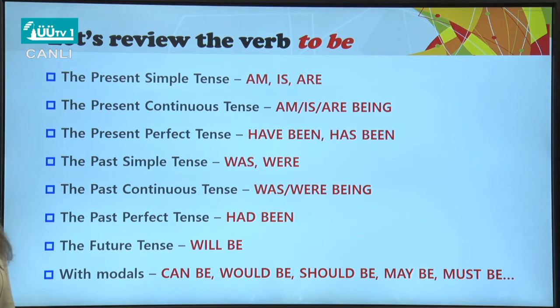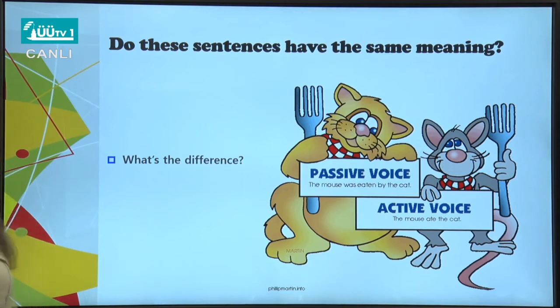The past simple tense, was or were plus past participle. The past continuous tense, was or were plus being plus past participle. The past perfect tense, had been plus past participle. The future tense, will be plus past participle. And verbs with modals: can be, would be, should be, may be, must be, and the other ones plus past participle. Okay, now look at this picture.